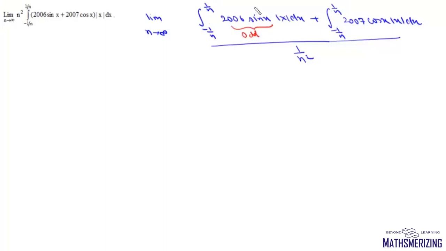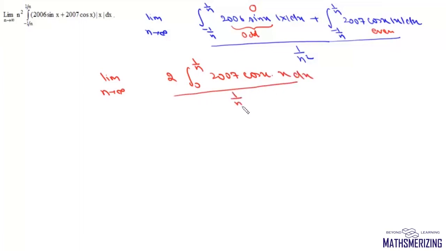Now this first function is an odd function, and if the limit is from minus a to plus a, then the value of this integral will be 0. And this second function will be an even function. So we can write this as limit n tends to infinity of the integral from 0 to 1 by n of 2007 cos x, and in this interval mod x will be simply x, dx, upon 1 by n square. Now if we put n tends to infinity, this is an integral from 0 to 0, so it is 0, and 1 upon n square is also 0, so this is a 0 upon 0 form.